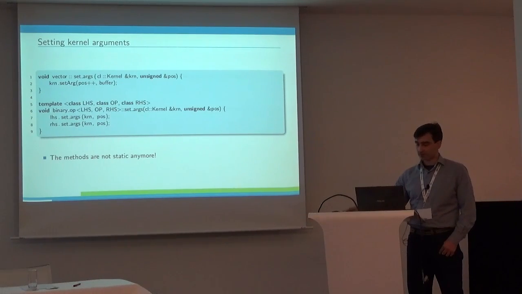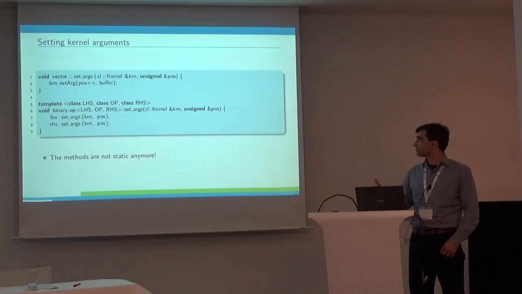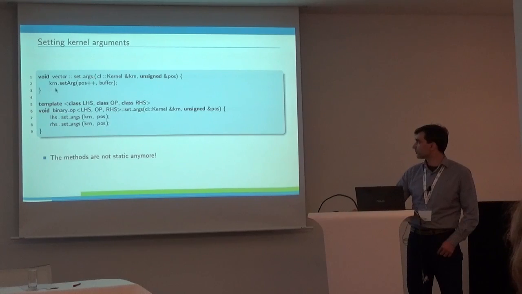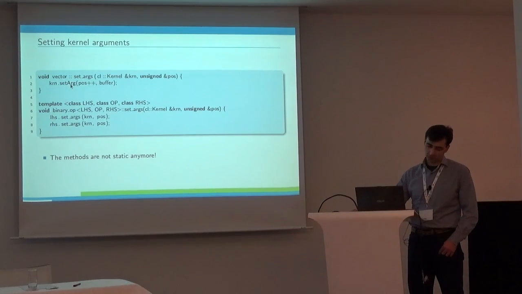Setting kernel arguments is easy as well. We have this set arguments method. But now we cannot make it static, because in order to set the actual arguments, you have to have a reference to the actual objects that will be sent to the GPU, right? So now each terminal again sets its own argument for the kernel with this OpenCL API call. Then each expression just asks its children to do the actual work, and then we are done.